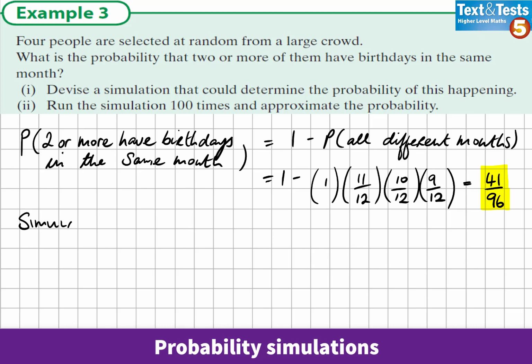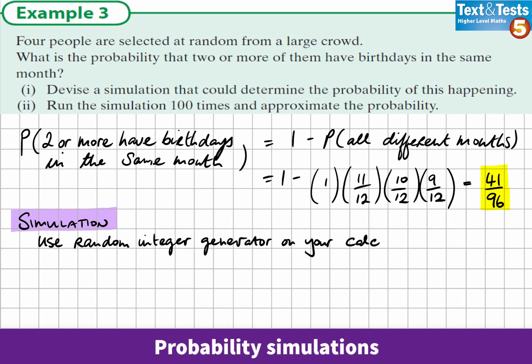In the second part, we're now asked to devise a simulation that could determine the probability of this happening. So one thing you could use that you'd have at your disposal is your calculator. You could use the random integer generator on your calculator. What we could do is set numbers 1 to 12, and let each number stand for a month of the year.